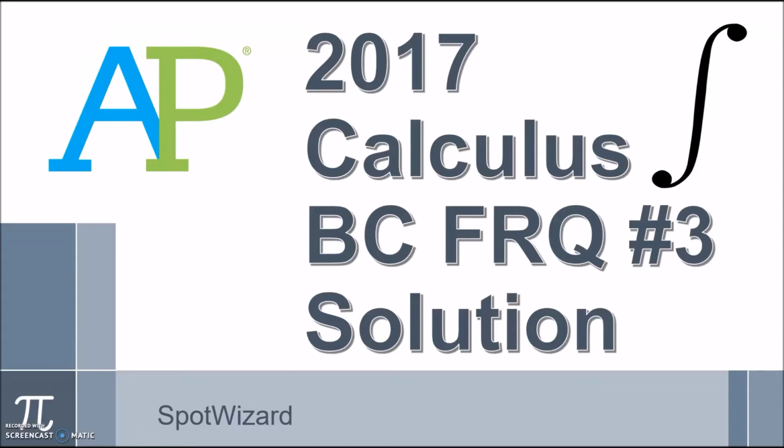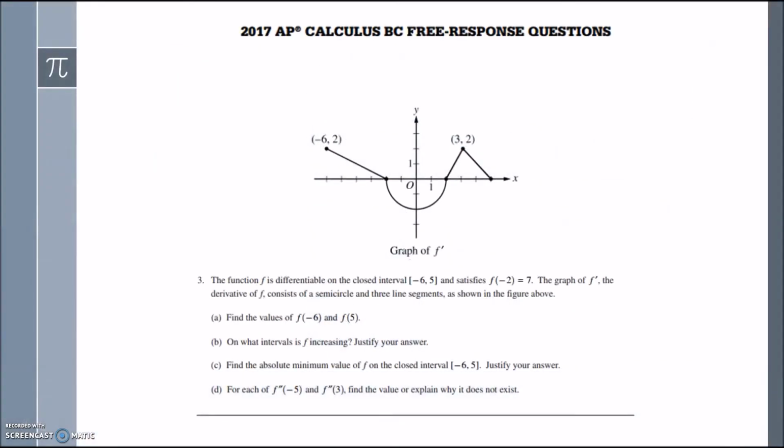So today I'm going to be showing you how to solve the third FRQ in the 2017 AP Calculus BC FRQs. So let's get started. This question is going to give you the graph of f prime, which is composed of line segments, which forms a triangle right here and a semicircle right here. So we're going to use that when integrating.